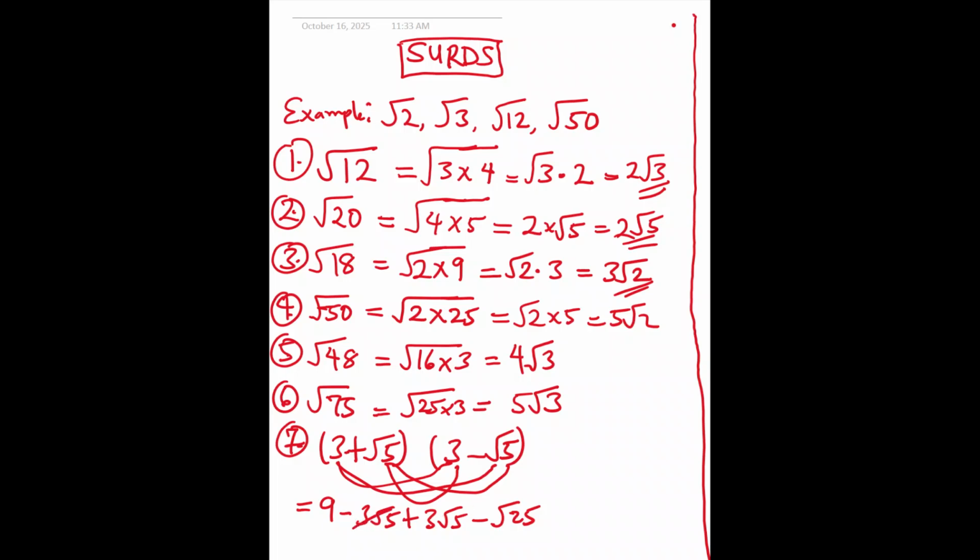So minus 3 root 5 will cancel plus 3 root 5. That's 0, right? And we know that the square root of 25 is 5. So that will be 9 minus 5, and 9 minus 5 will give us 4, right?